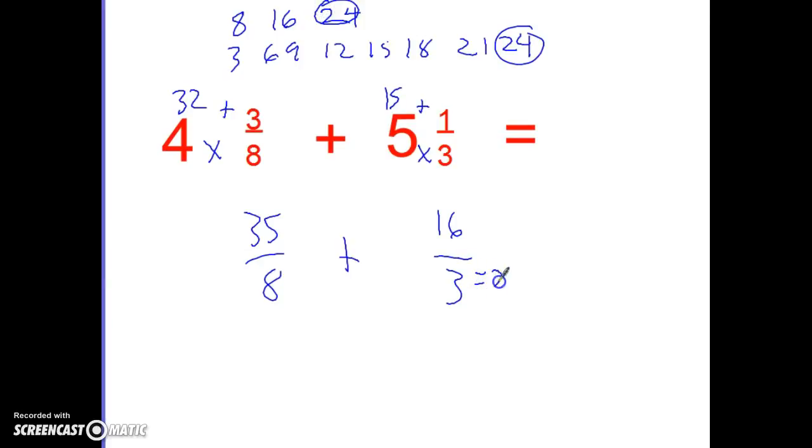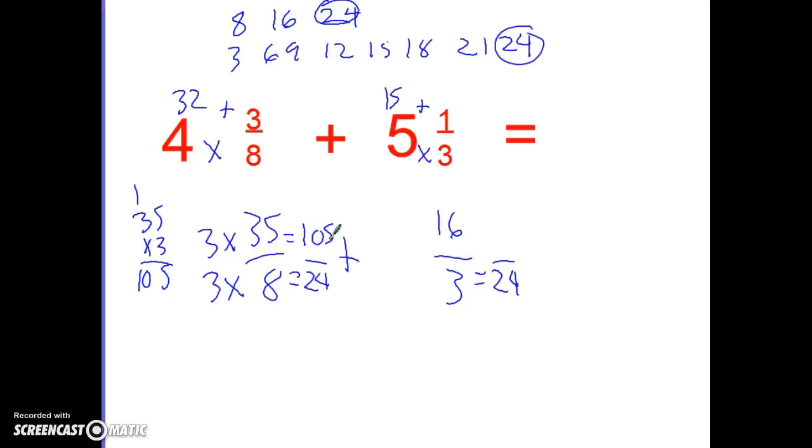So I'm going to change them both to 24s. So I need to take the 3 times 8, which means I'm going to take the 3 times 35. Whoa. We're getting really big really fast. 5 times 3 is 15. 105 24ths. I'm going to take the 8 times 3 to get 24 over here, which means I'm taking 8 times 16. 8 times 6 is 48. Carry my 4. 8, 12. 128 24ths. These may be the biggest numbers we've had for a while.